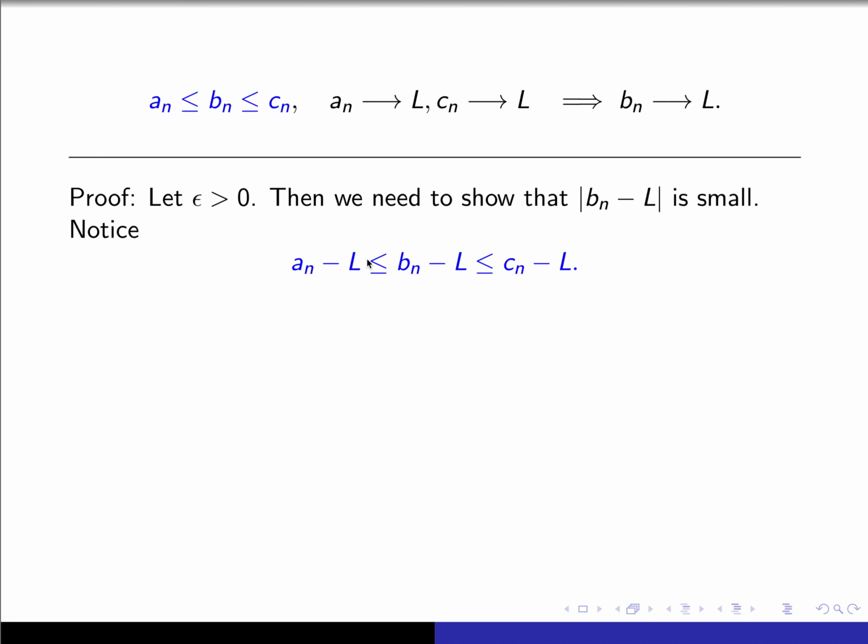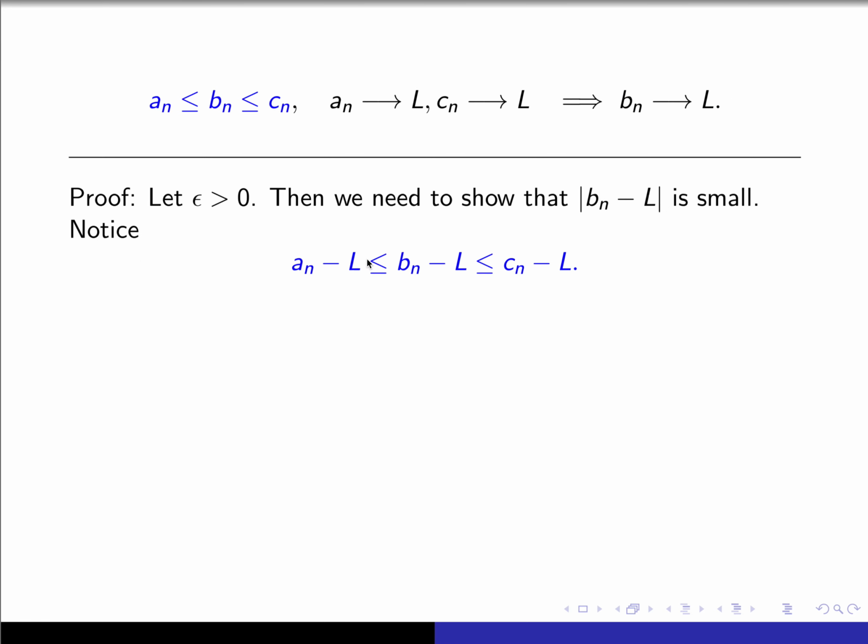And since I know that An converges to L and Cn converges to L, there's got to be some point in time when Cn minus L is smaller than epsilon. And there's got to be some point in time after which An minus L is going to be smaller than epsilon. And if we just take the later of those two points in time, there's definitely going to be some number capital N such that from that point onwards, both these quantities, Cn minus L and An minus L, in absolute value are going to be less than epsilon.